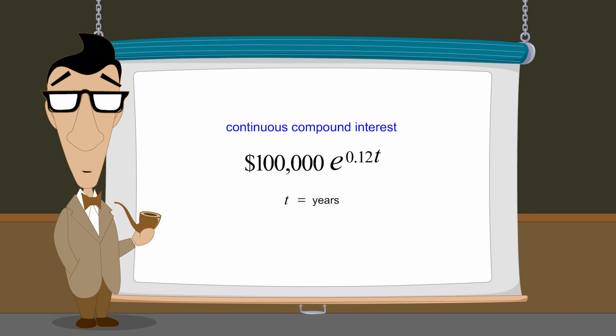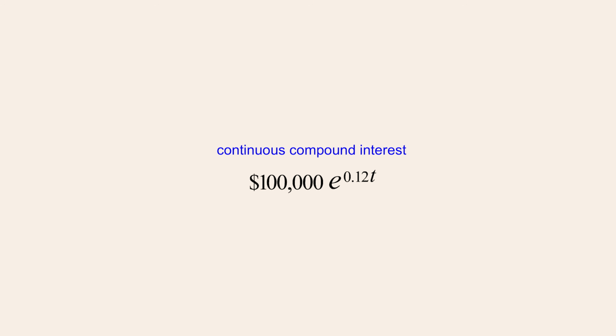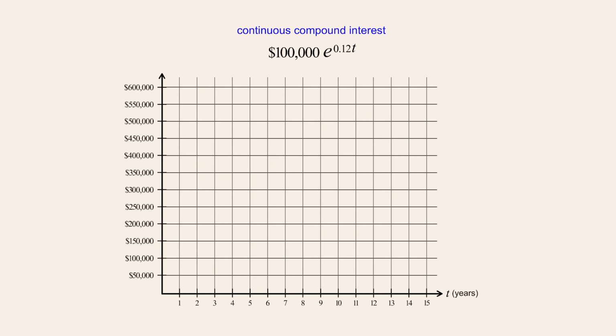If we graph this exponential function over a range of values for t, we can see how our investment would grow over time with continuous compound interest. Starting with an initial principal of $100,000, we can see that with continuous compounding, the principal grows at an accelerating rate following an exponential curve, until after 10 years, the principal has grown to $332,012.